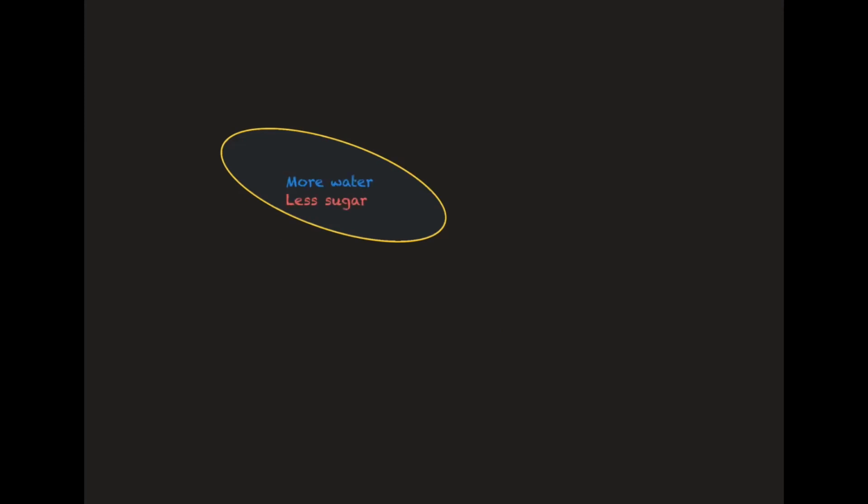So let's look at a visual example of this. Inside of the cell, we have more water and less sugar, but in the outside solution, you actually have less water and more sugar. So we would consider this to be a hypertonic solution.